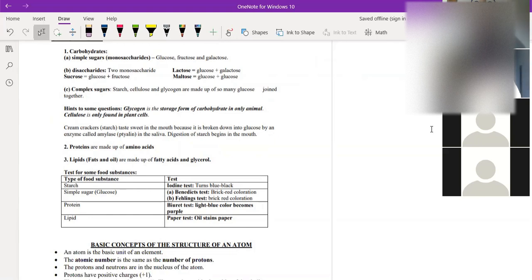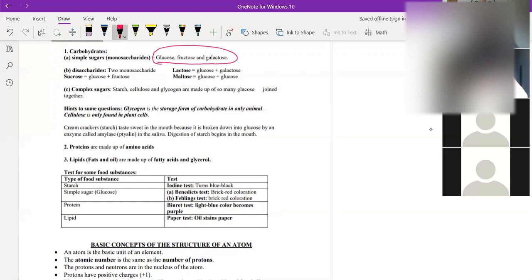We have the monosaccharides, and then we have the disaccharides, right? The monosaccharide has only one sugar molecule. Examples are glucose, fructose, and galactose. You got to know these examples. Glucose, fructose, and galactose. Then you have the disaccharides, made up of two sugar molecules, so it's made up of a combination of these three molecules.